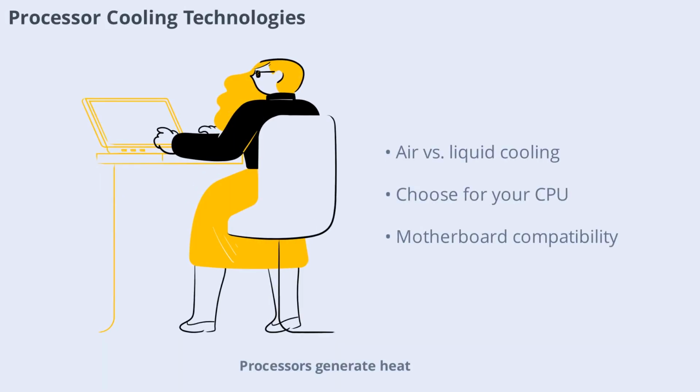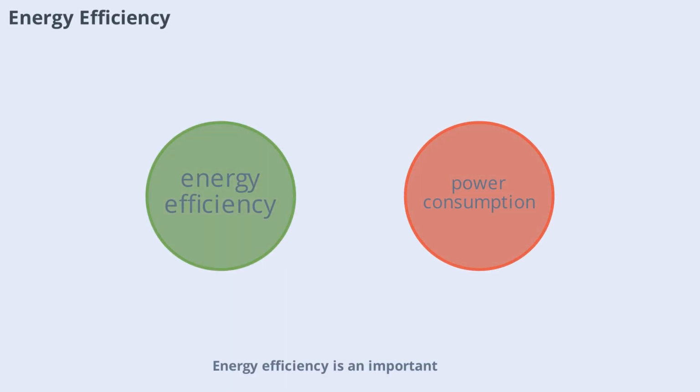Processors generate heat, and keeping them cool is vital for performance and longevity. We'll explore different cooling technologies, from traditional air coolers to advanced liquid cooling systems. Learn how to pick the right cooling solution for your processor and what features to look for in a compatible motherboard.